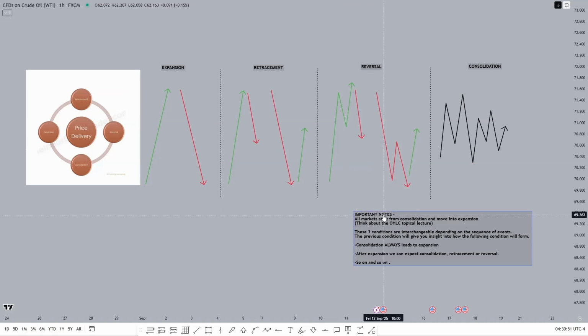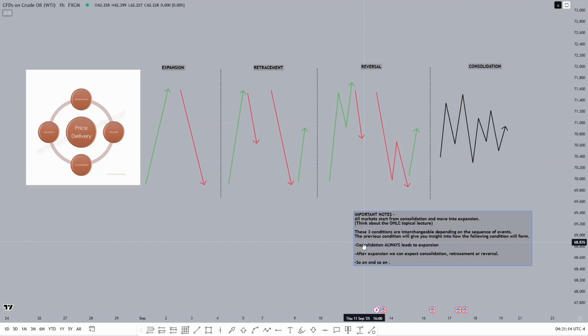So important notes: all markets start from consolidation and move into expansion. Think about the open, high, low, close topical lecture, which I'd hope you'd watched before this. These 4 conditions are interchangeable depending on the sequence of events. The previous condition will give you insight into how the following condition will form.